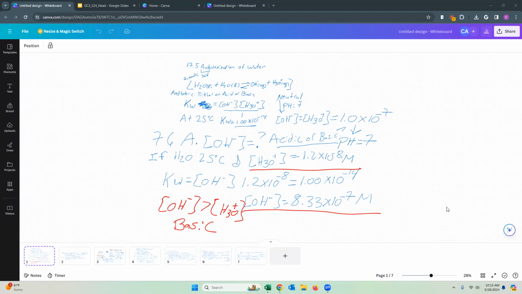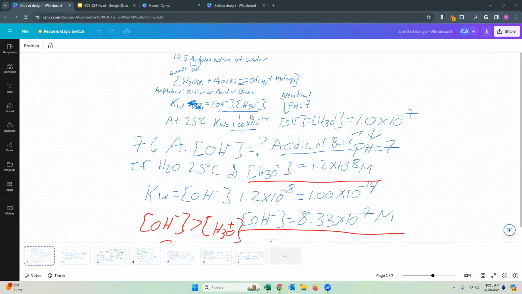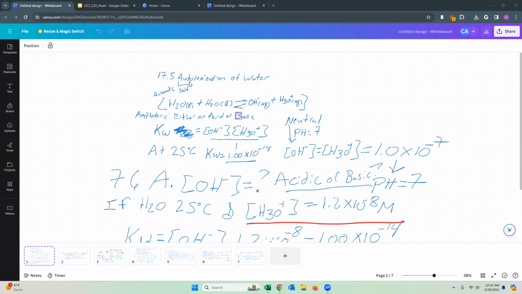All right, let's take a look at what we talked about on Tuesday. So we looked at the auto ionization of water. Remember, this is like I self-ionize myself. So two water molecules will interact. You'll make an OH minus and an H3O plus.